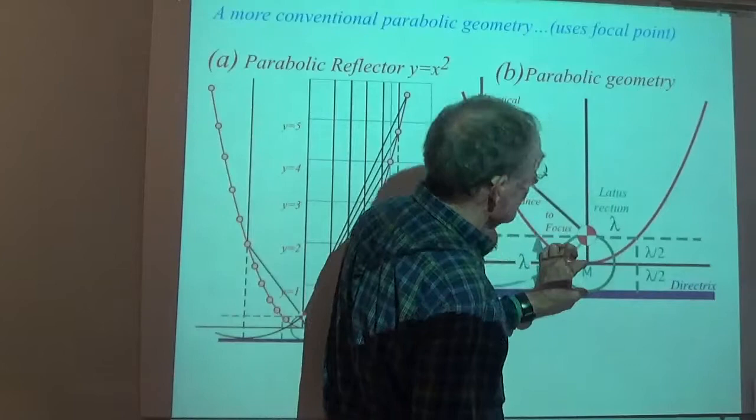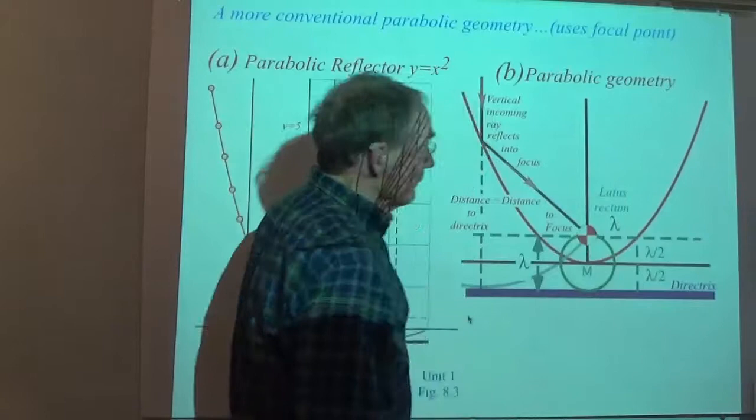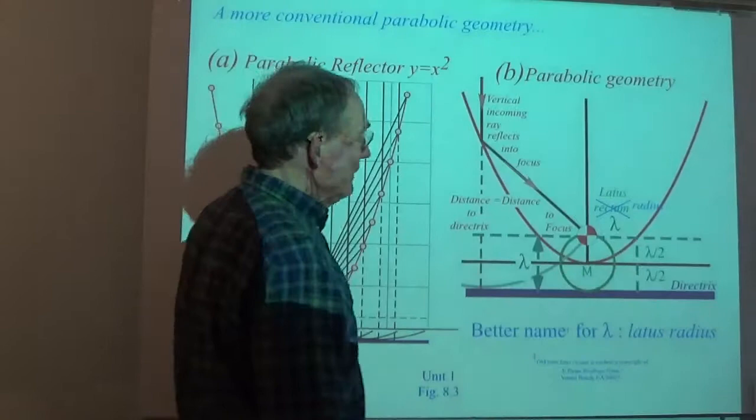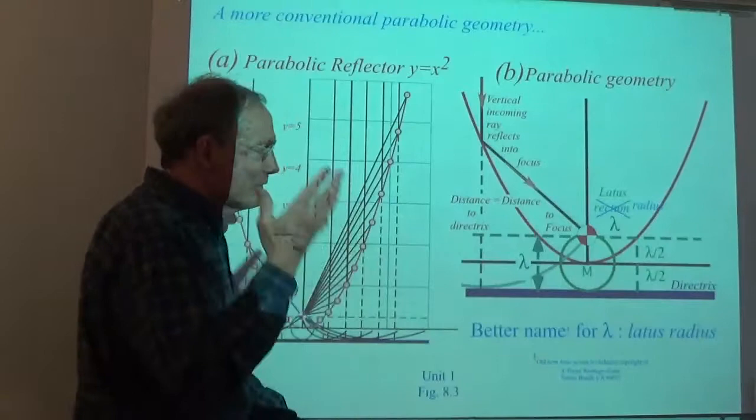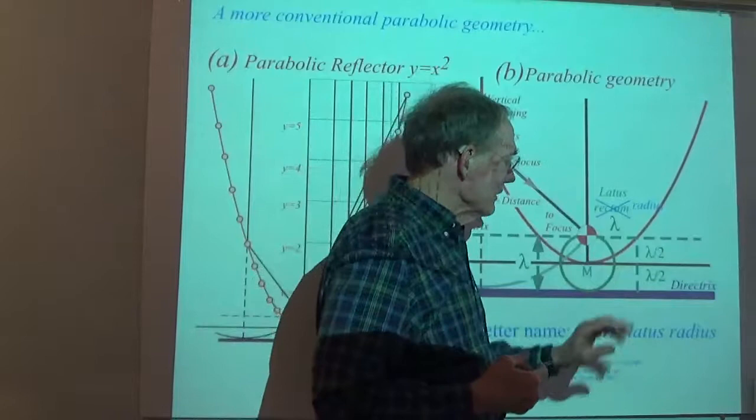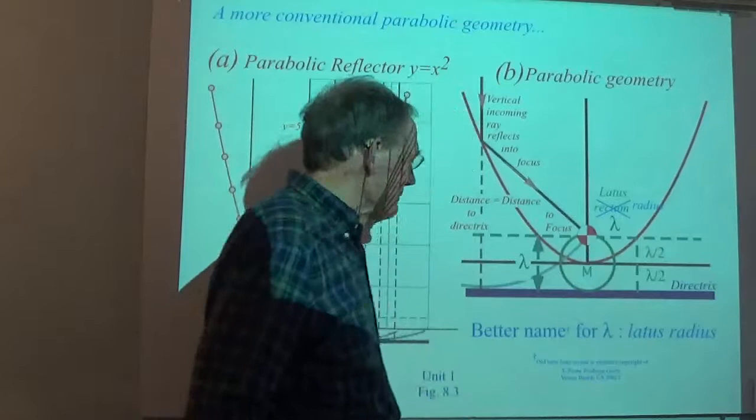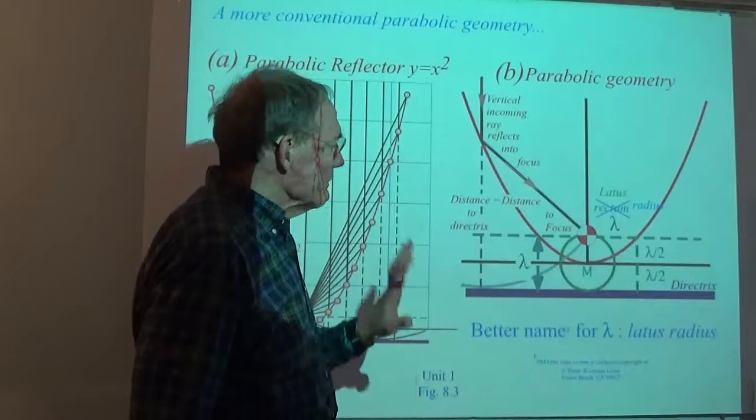They're equal to this thing that's called the latus rectum. I'll always try to call it the latus radius, though it's the letter lambda that I remember. A better name for lambda is latus radius, and I like to tell people that the old term is the exclusive copyright of the extreme roid rage gym in Venice Beach, California. So forget that one right now. But it's a radius. That's what it is.